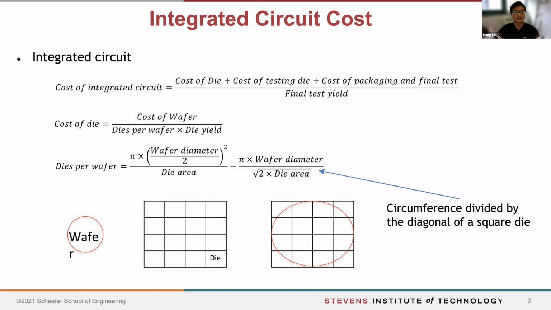Integrated circuits. In the bottom, you see here, assuming we have the wafer, this circle is the wafer. Every square is like a die. This is a wafer.